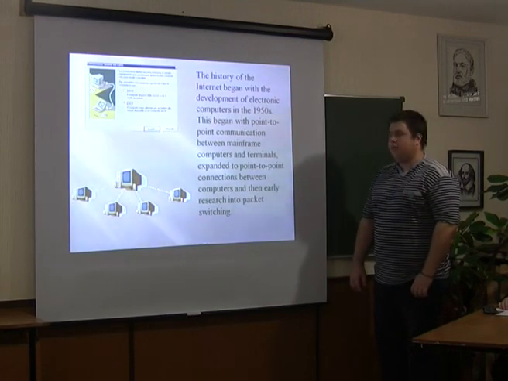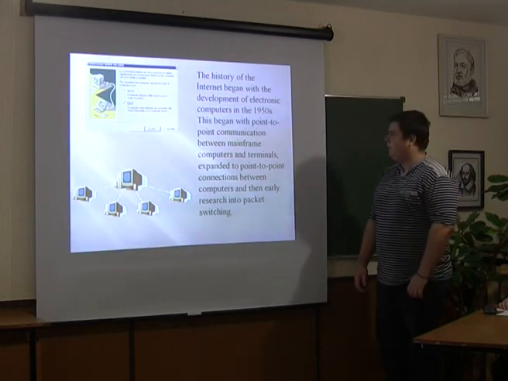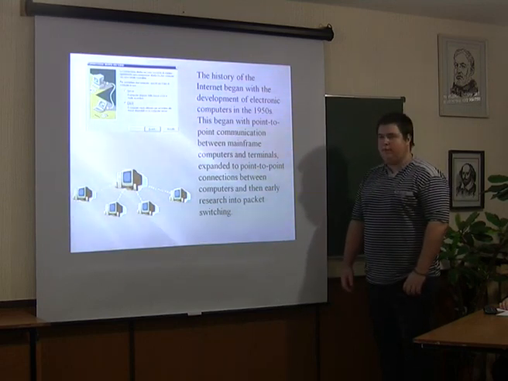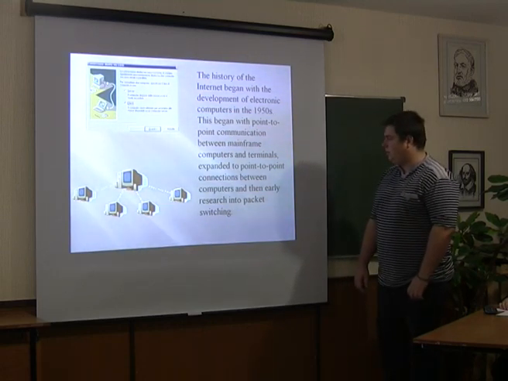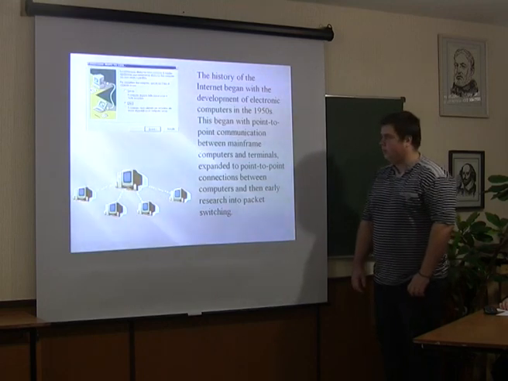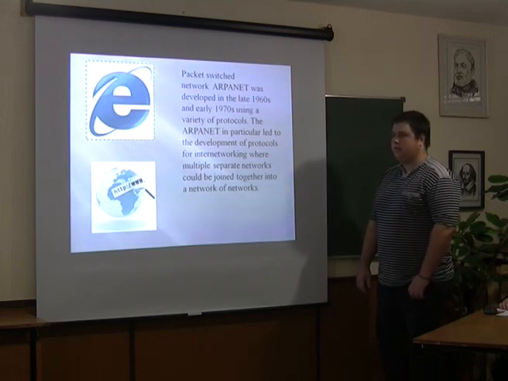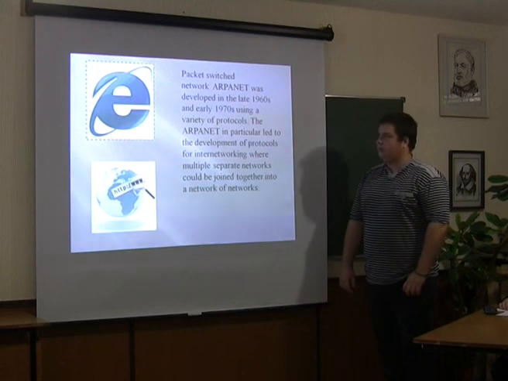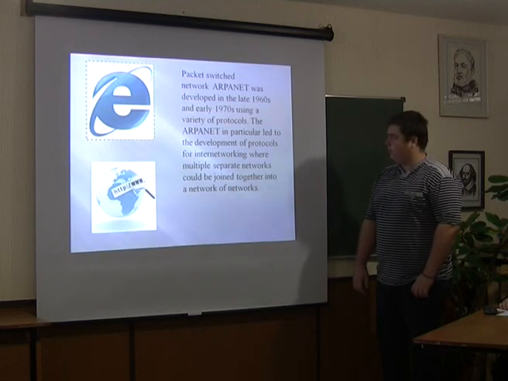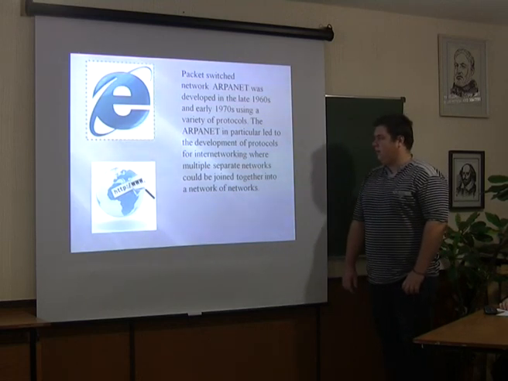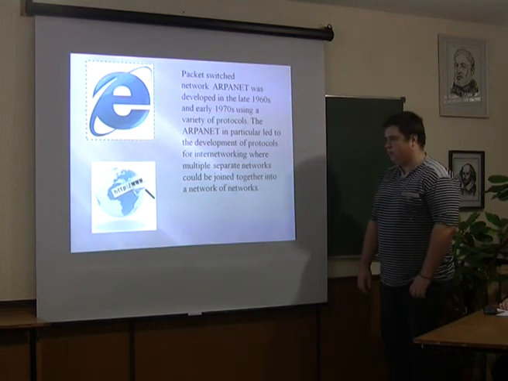The history of the internet began with the development of electronic computers in the 1950s. This began with point-to-point communication between mainframe computers and terminals, expanded to point-to-point connections between computers, and early research into packet switching. The packet-switched network ARPANET was developed in the late 1960s and early 1970s using a variety of protocols. The ARPANET in particular led to the development of protocols for internetworking, where multiple separate networks could be joined together into a network of networks.